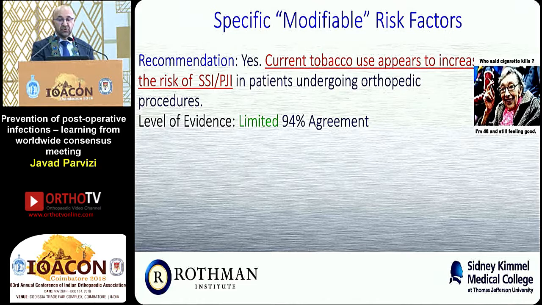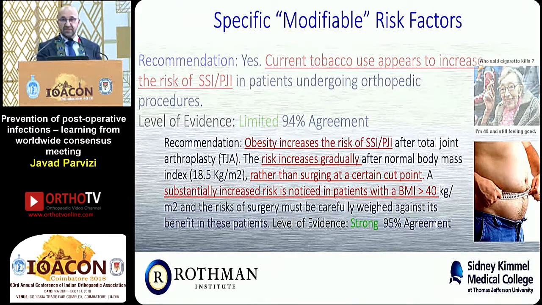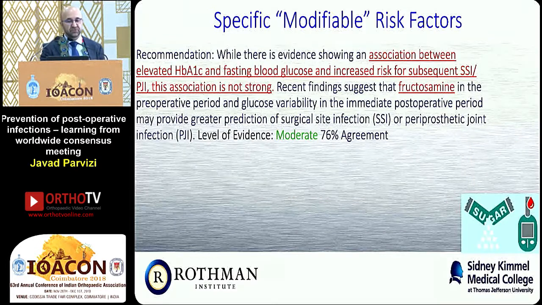Smoking has been shown beyond dispute to be associated with infection. As you can see, 94% agreement amongst delegates. Obesity increases the risk of infection, and this risk continues to surge rather than there being a real cutoff point. The risk continues to be higher in these patients. But the risk starts to rise rapidly after a BMI of 40 kilograms per meter squared.